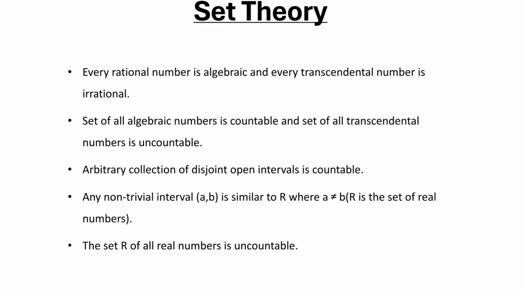Now, every rational number is algebraic and every transcendental number is irrational. Students, make sure the vice versa is not true. In essence, every irrational number is not a transcendental number, and not all algebraic numbers are rational. The set of all algebraic numbers is countable and the set of all transcendental numbers is uncountable.